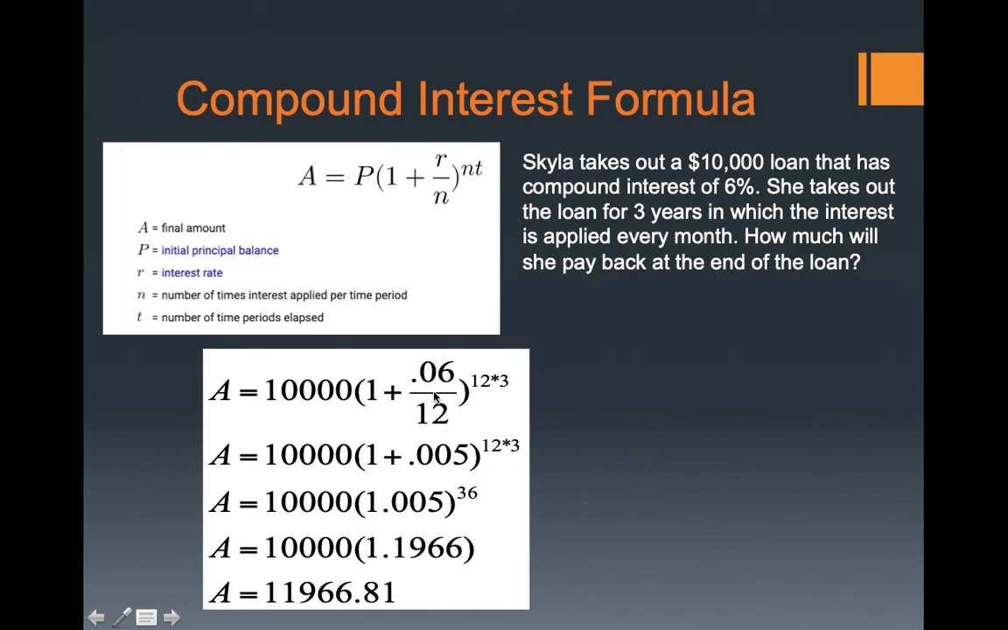So then you just solve it out. The 0.06 divided by 12, that's 0.005. You add it to the 1, and then this 12 times 3, this is a power, 12 times 3. So you'll have to do 1.005 raised to the 36th power. Yeah, that's a pretty interesting little computation you got to do there. Then once you do that, you'll get 1.1966, and then you multiply that times 10,000 because you do order of operations. Parentheses, exponents, then you multiply. So you get a grand total of 11,966.81.